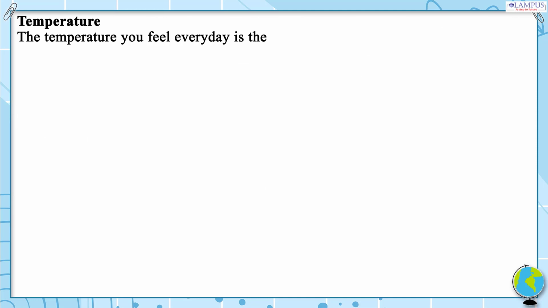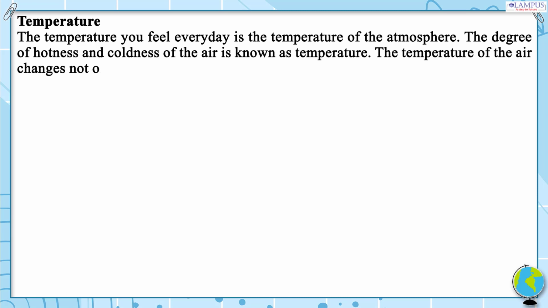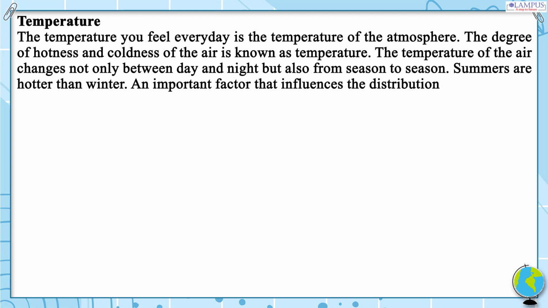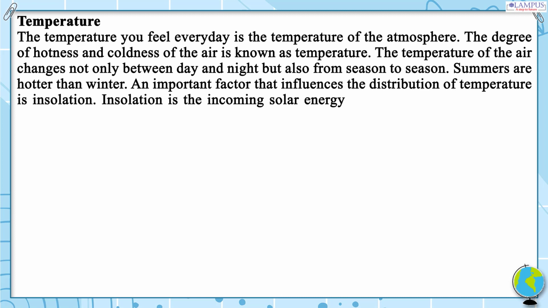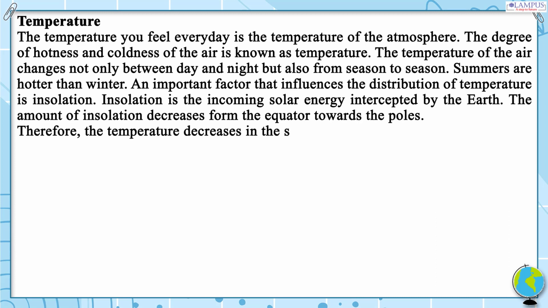Temperature. The temperature you feel every day is the temperature of the atmosphere. The degree of hotness and coldness of the air is known as temperature. The temperature of the air changes not only between day and night but also from season to season. Summers are hotter than winters. An important factor that influences the distribution of temperature is insolation. Insolation is the incoming solar energy intercepted by the Earth. The amount of insolation decreases from the equator towards the poles. Therefore, the temperature decreases in the same manner.